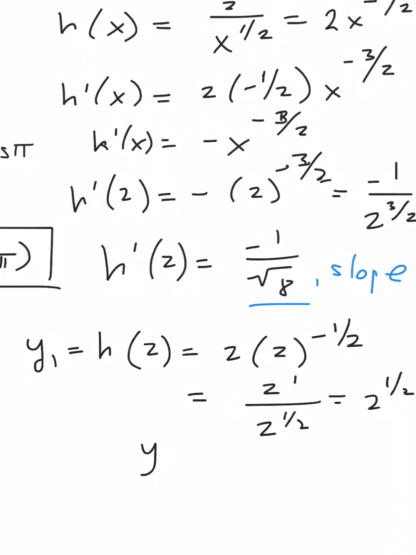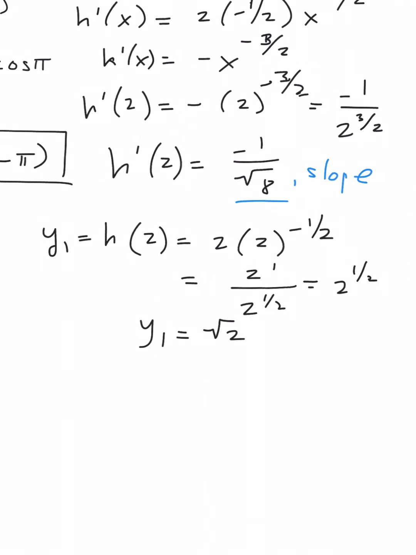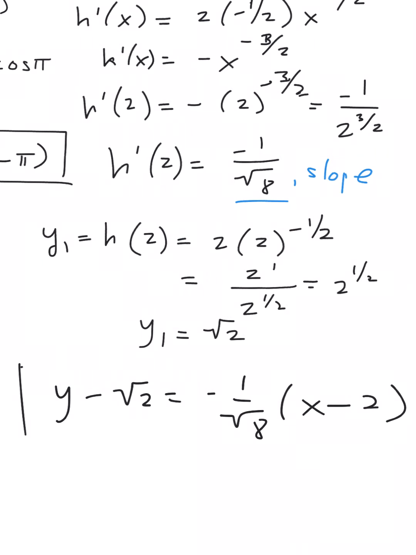So y1 is equal to the square root of 2. Then my equation is y minus the square root of 2 equals negative 1 over the square root of 8 times x minus 2. That's my equation of the line.